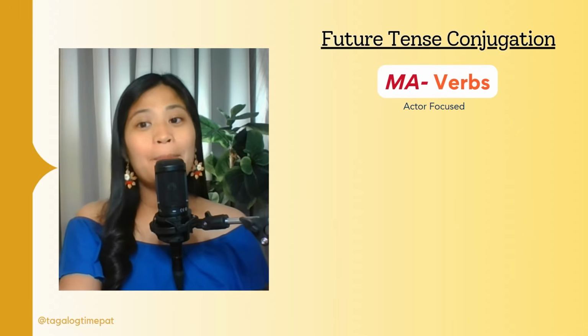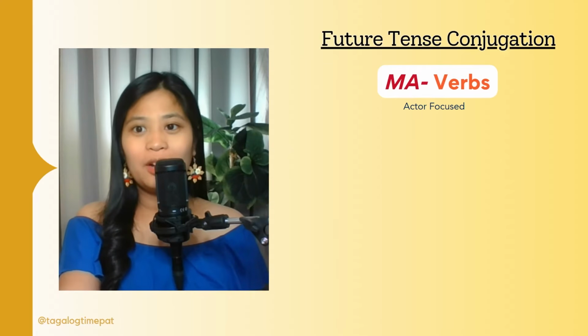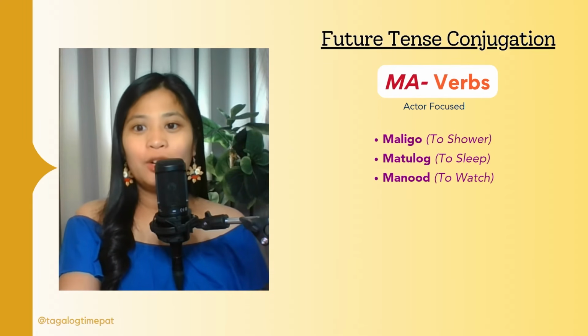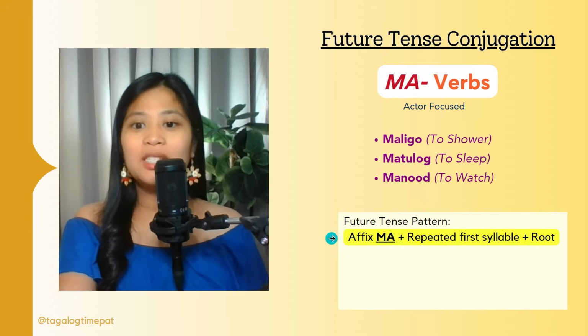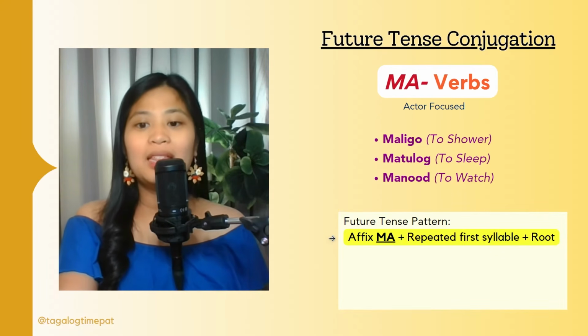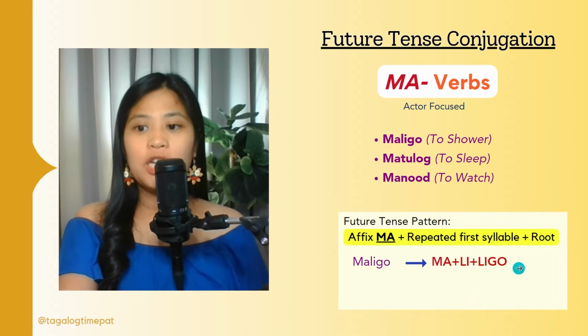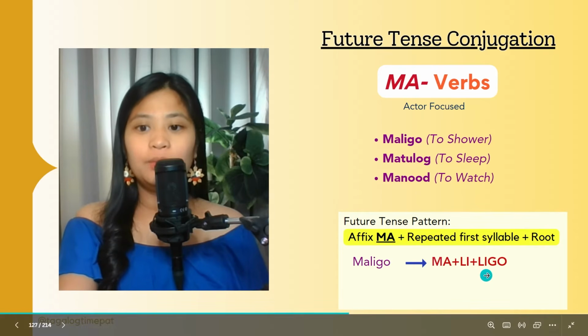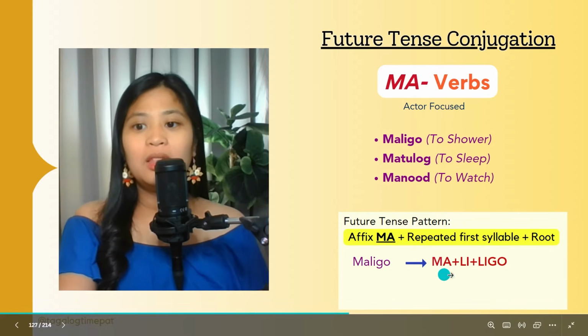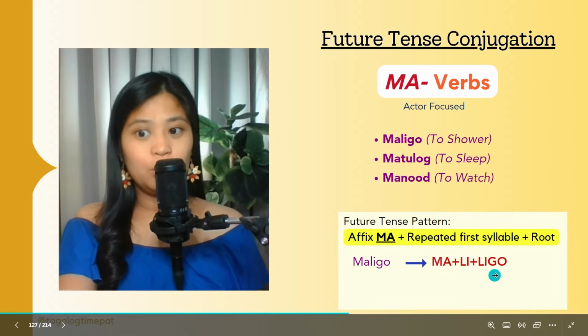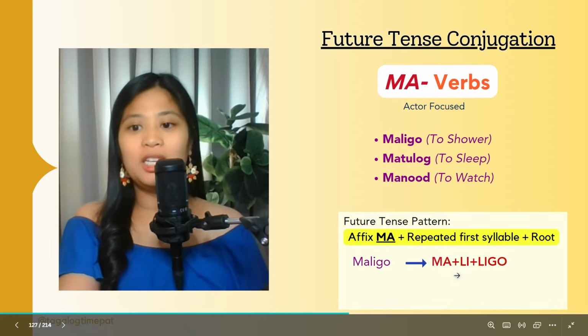Next, let's take a look at ma verbs. It's a very similar pattern to the mag verbs. Again, here are some ma verbs. Maligo, to shower. Matulog, to sleep. Manood, to watch. In the future tense, here is the pattern for ma verbs. Now the affix is ma, then there's a repeated first syllable, and then it's the root. So maligo, to shower, in the future tense will be maliligo. Maliligo ako, I will take a shower.